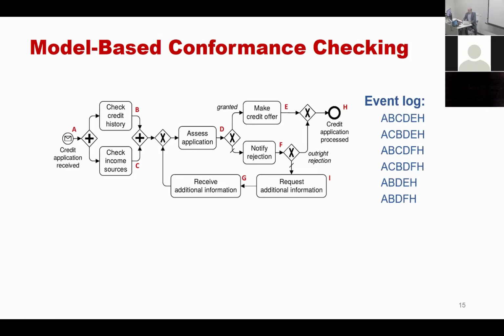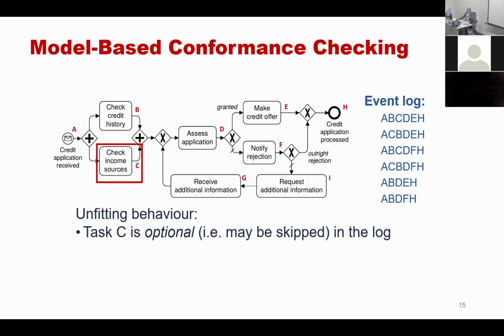Model-based conformance checking means that I am going to take an event log that denotes the actual executions of the process. For example, here I'm showing you on the right-hand side an event log that has 6 traces. These are the 6 traces.